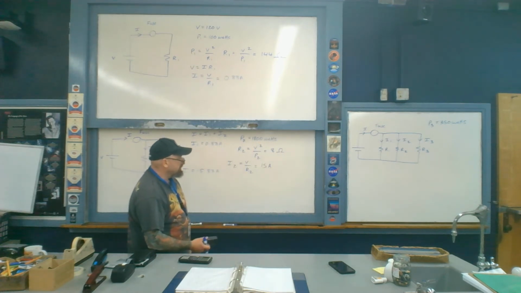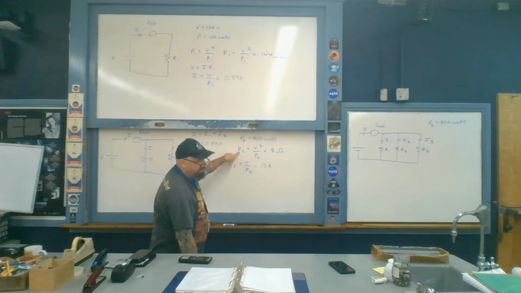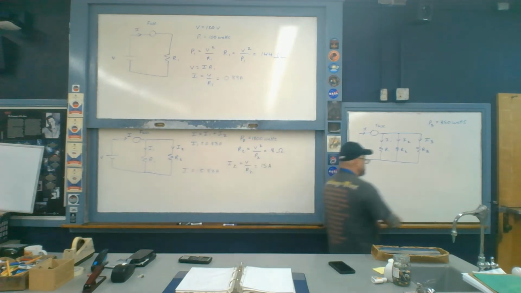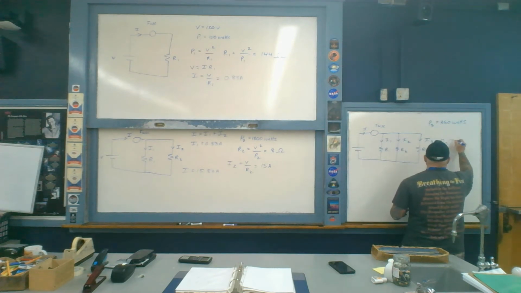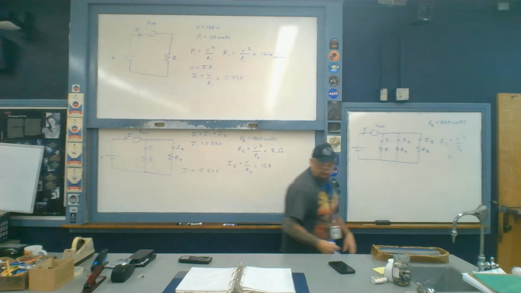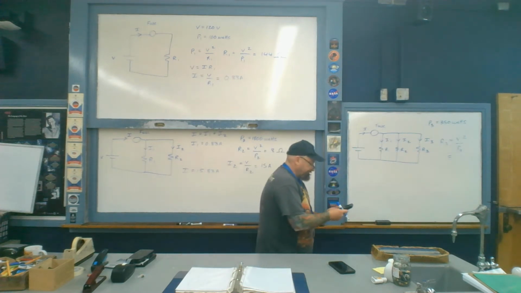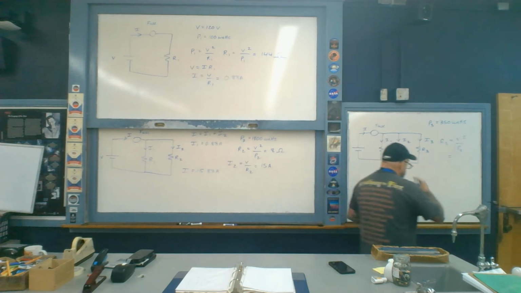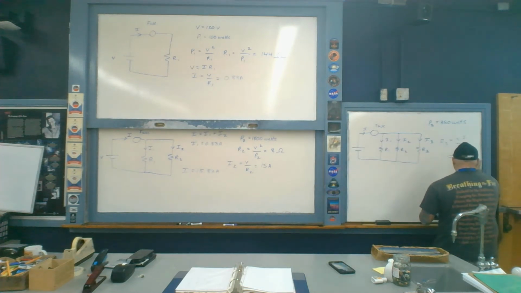The first thing that we'll do is find the resistance R3. So R3 in this case is going to be V squared divided by P3. So let's go ahead and calculate that. 120 squared over 350, and that comes out to be 41.4 ohms.